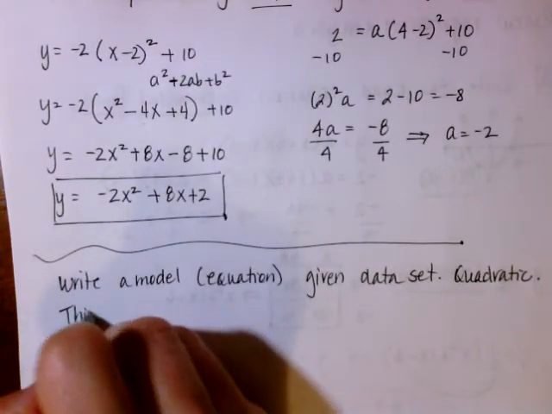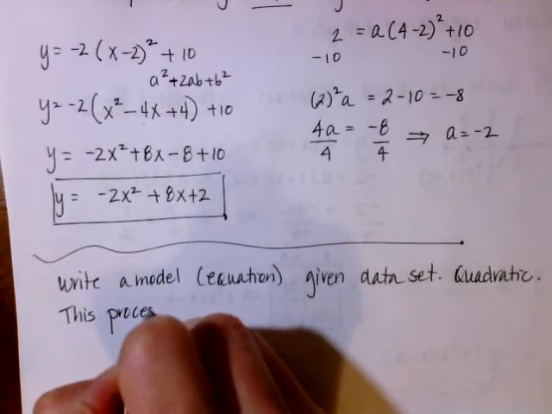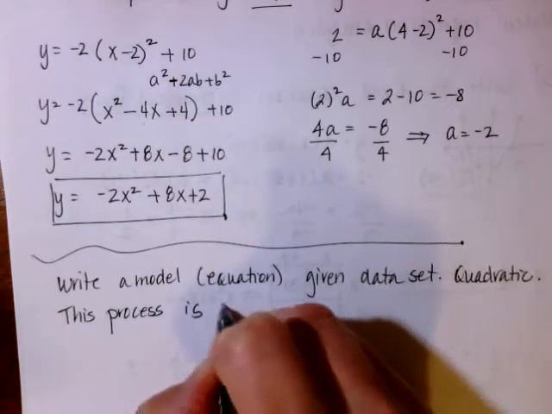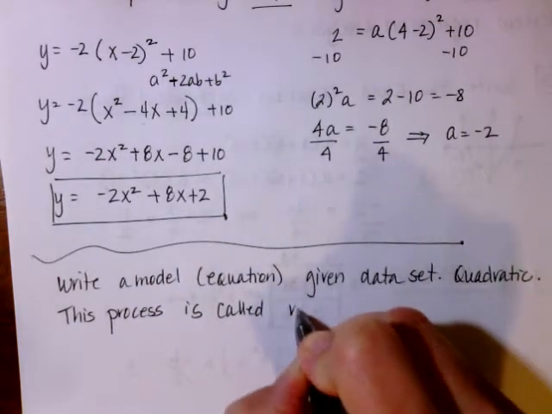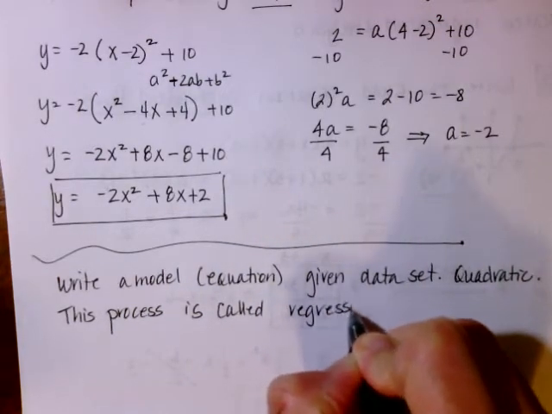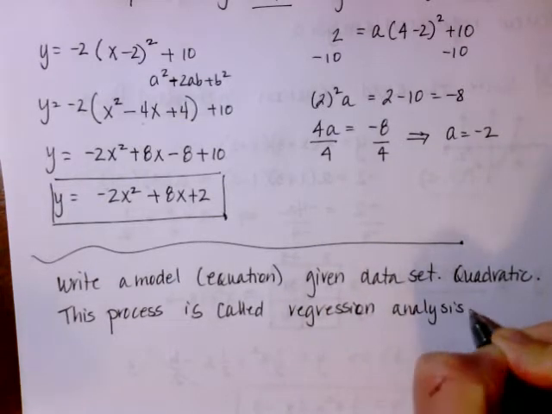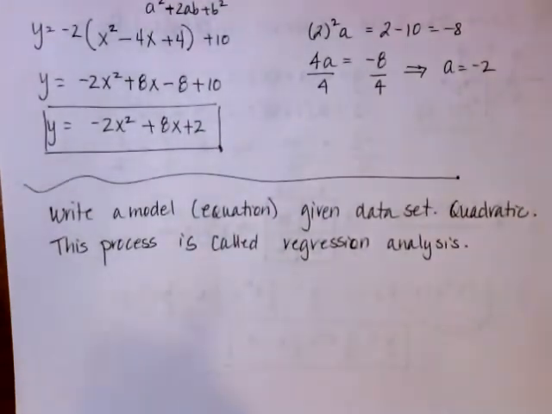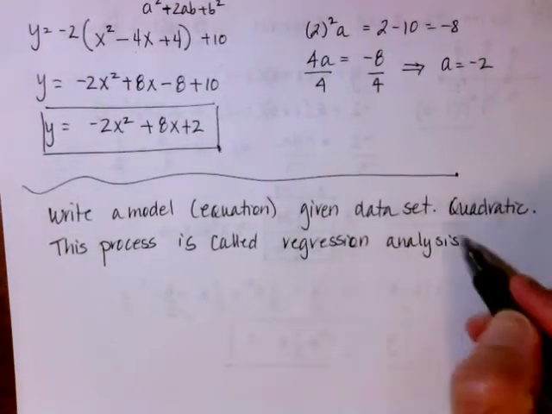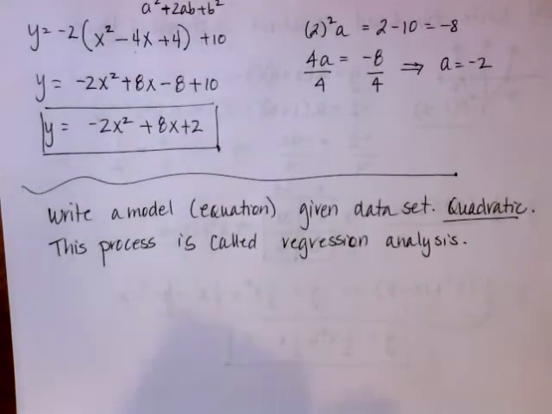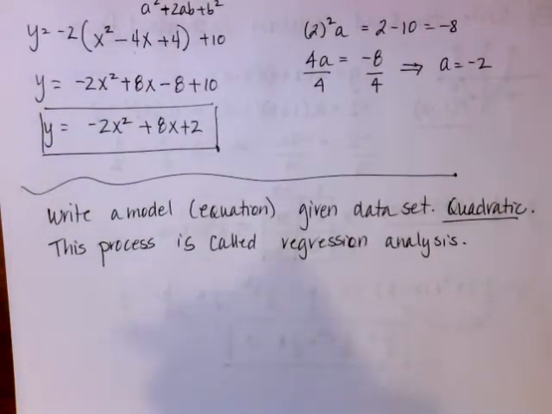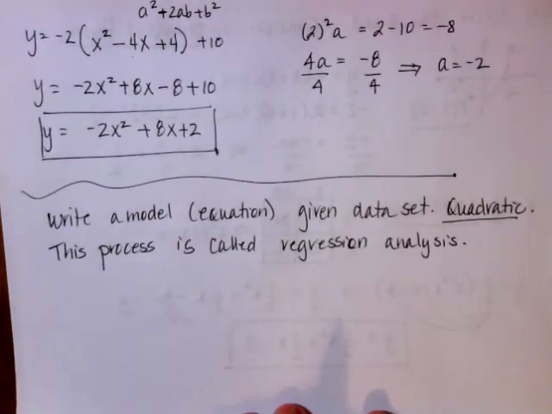This process is called regression analysis. So it's a big word to mean that I'm going to put a set of data into my calculator, and then I'm going to find an appropriate equation to model the data. You must have a grapher to be able to do this. I'm going to write the steps a little bit at a time, and then we will move through our problem.